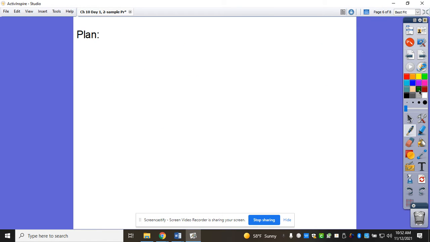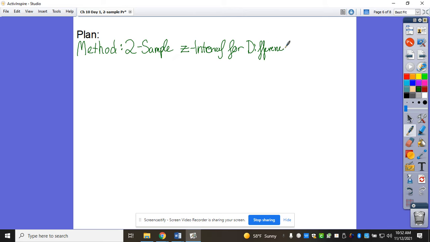Alright, plan, what's our first part? My first decision, which we've never had this decision before, is what? 1 or 2, and now we know what it's going to be. So this is a 2 sample. I've already talked through most of this. In this specific one, it is going to be a or difference in proportion.